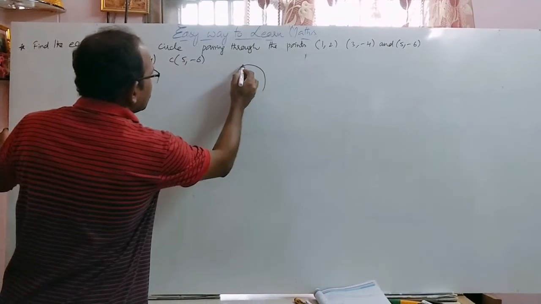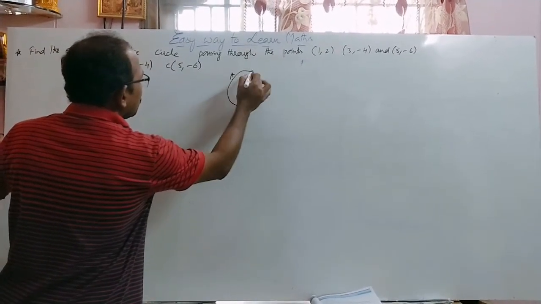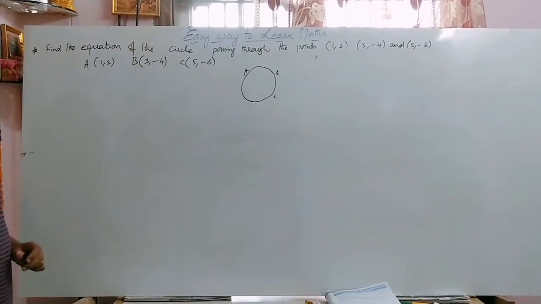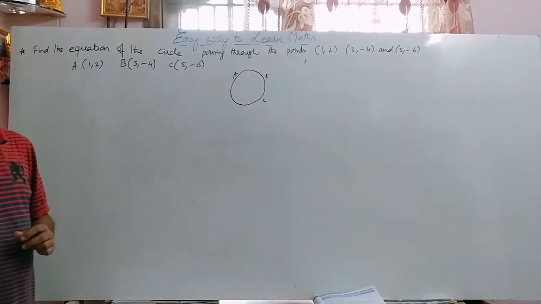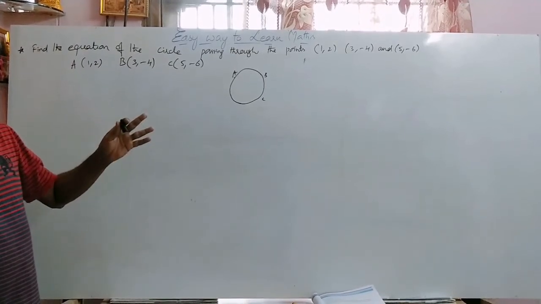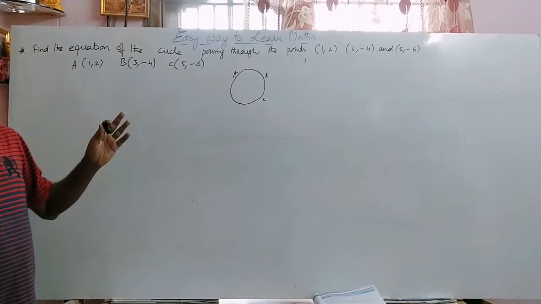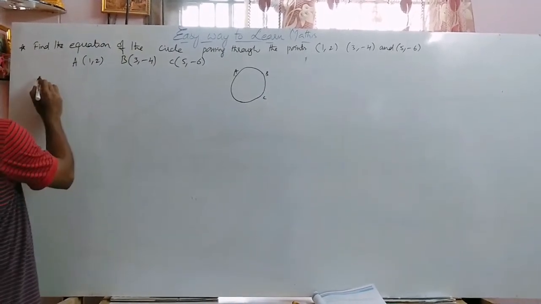Here the required circle is passing through these 3 points A, B and C. I will follow the first method because it is suitable in so many conditions, whenever the problem gives 3 points, 2 points or 1 point. Now let us solve this problem.